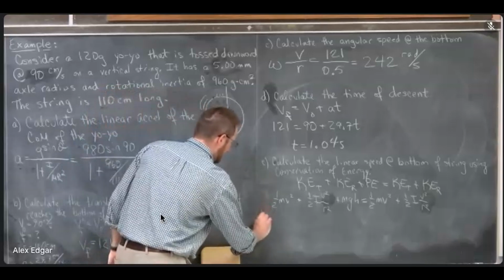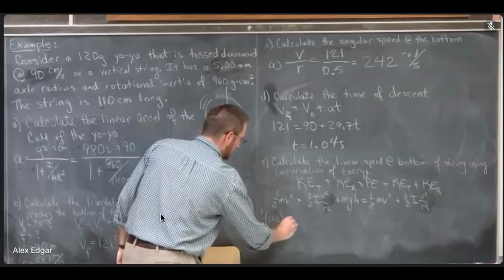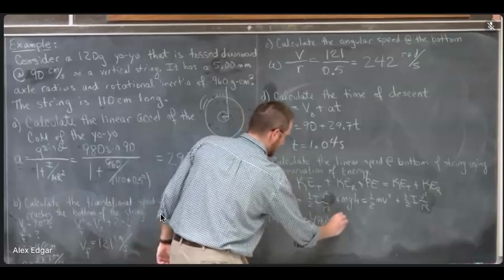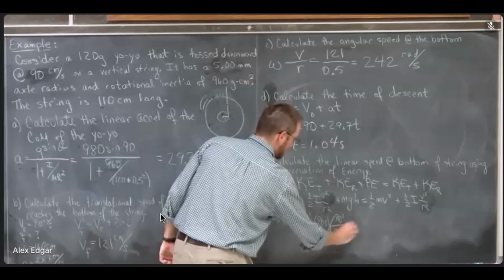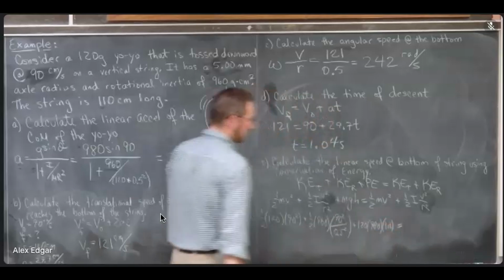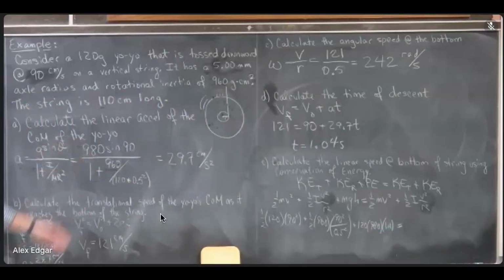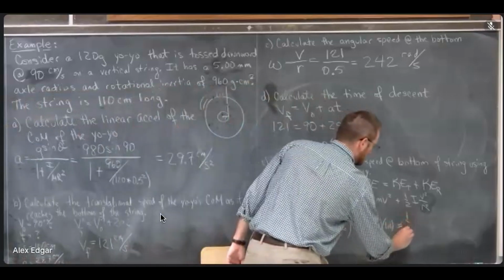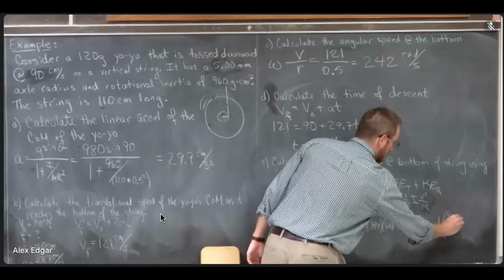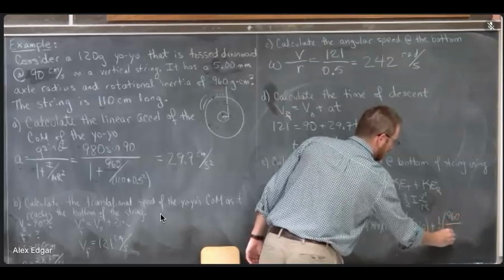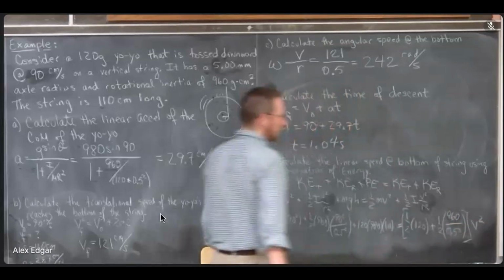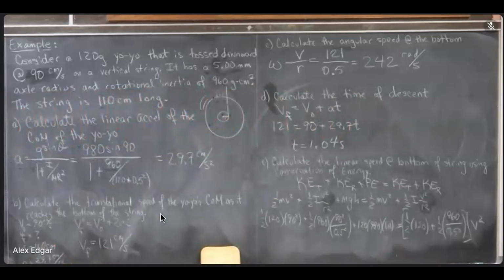And substituting in all the numbers that we have: 1/2 times 120 times 90 squared plus 1/2 times 960 times 90 squared over 0.5 squared plus 120 times 980 times 110. And that's all of the information at the beginning. And then at the end, 1/2 times 120 plus 1/2 times 960 over 0.5 squared. And I factored out the v squared because that v squared is common to both terms on the right side.